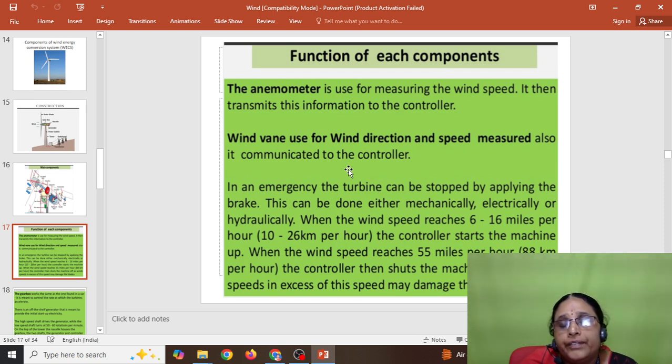When the wind speed is about 10 to 26 km per hour, the wind turbine starts to rotate. When the speed reaches 88 km per hour, we stop the wind turbine by using a brake system, because if the wind turbine rotates above that speed, it will be damaged.